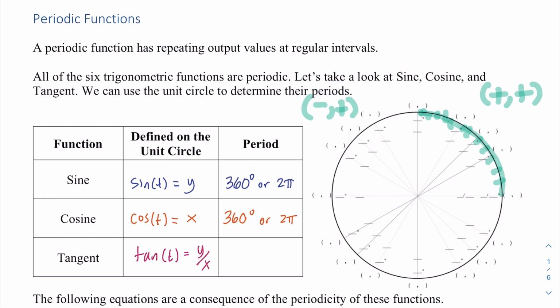So if tangent is going from positive values to negative values, I'm definitely not repeating any tangent values yet down to here. Now we should note that when x is 0, right here at the top, tangent is undefined because dividing by 0 is undefined. Okay, so now what about when I dip down here?